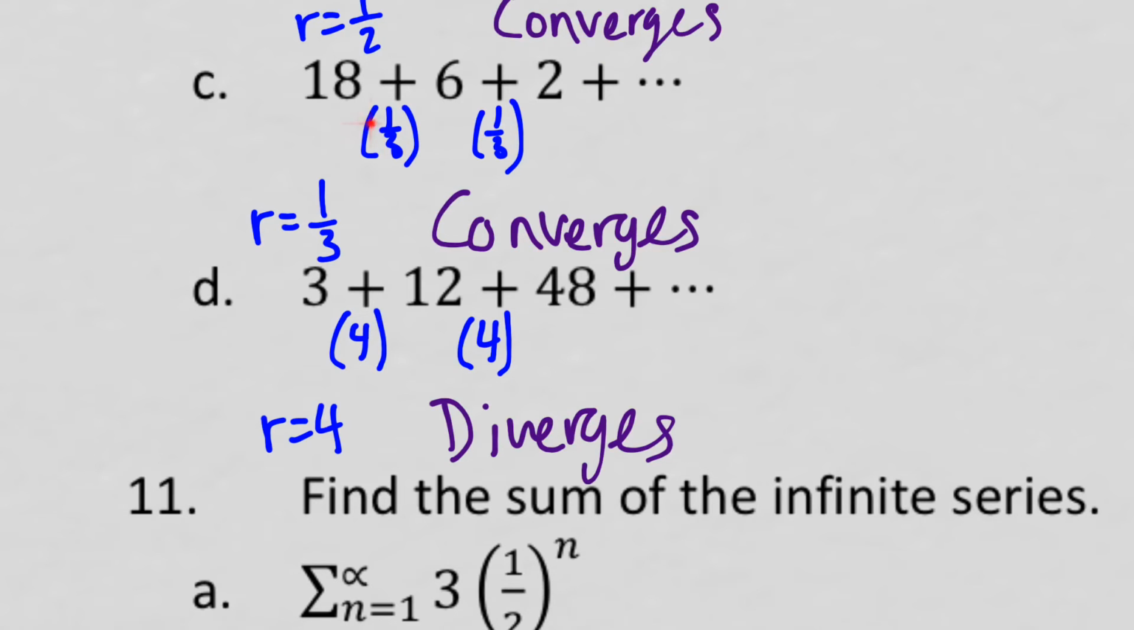In C, it looks like you're multiplying by 1/3, right? The numbers are getting smaller by 1/3. So 18 times 1/3 is 6, times 1/3 is 2, and so on. That means that r is 1/3, which means that it converges because this is a small number. Smaller than 1 converges. In D, it looks like they're getting bigger by 4. You're multiplying times 4, and so on. So r equals 4. That means that it diverges because that's a number that is bigger than 1.